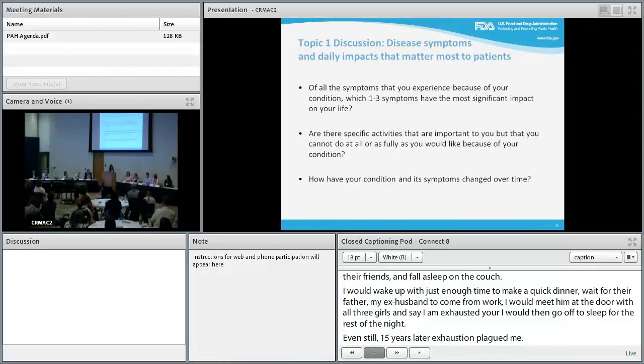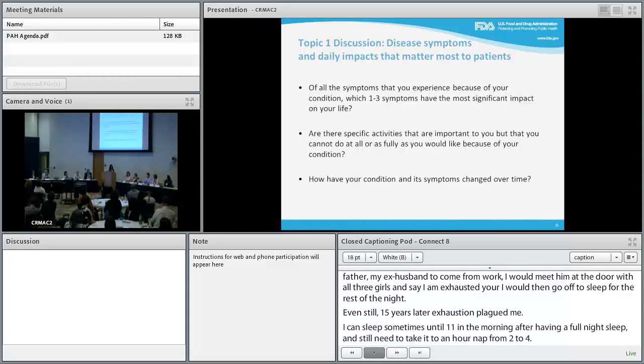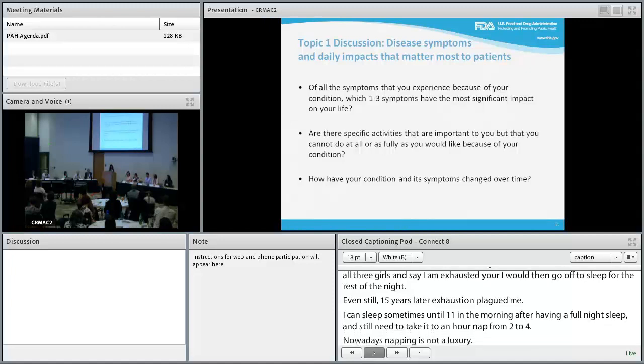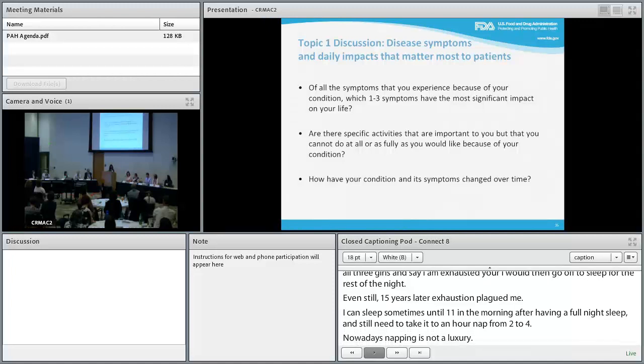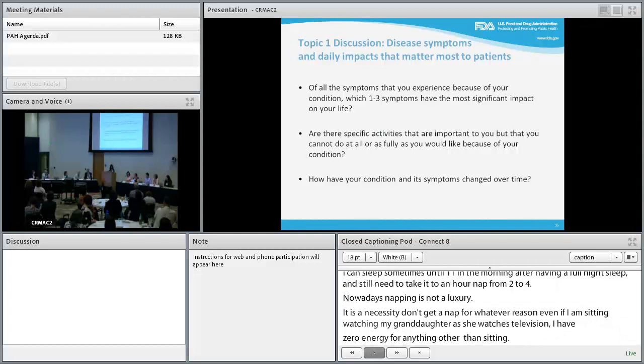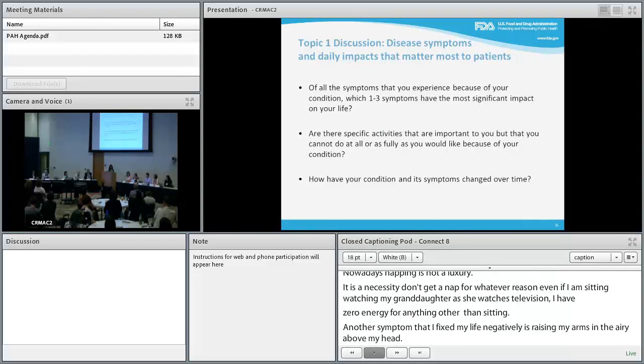Nowadays, napping is not a luxury, it's a necessity. And if I don't get a nap for whatever reason, even if I'm sitting watching my granddaughter as she watches television, I have zero energy for anything other than sitting. Another symptom that affects my life negatively is raising my arms in the air above my head, washing my hair, reaching for a cup in the cupboard, brushing my hair. These things make me very tired.